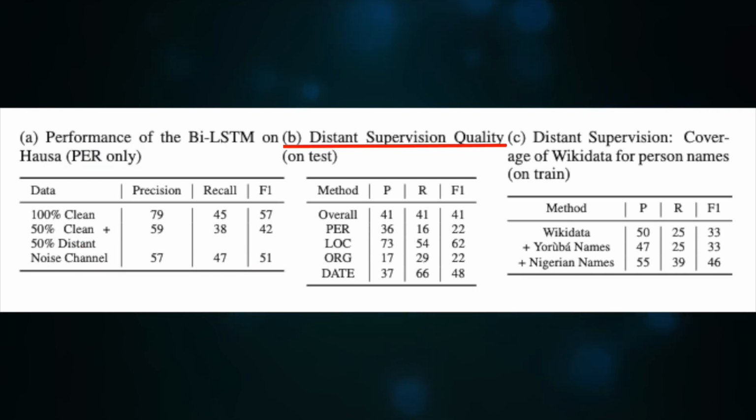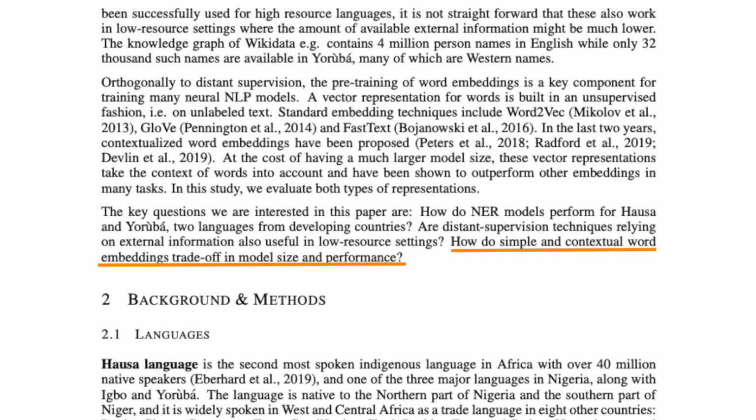Table 1B showcased the distant supervision on Yoruba. The quality of the automatically annotated labels differs between classes. Location performs better than person and organization names, maybe because locations are less diverse. With simple date rules, we achieved 48% F1 score, showcasing the importance of domain expertise in data annotations. Overall, a good performance can be achieved using distant supervision. To answer the last question, let's look at the next results.